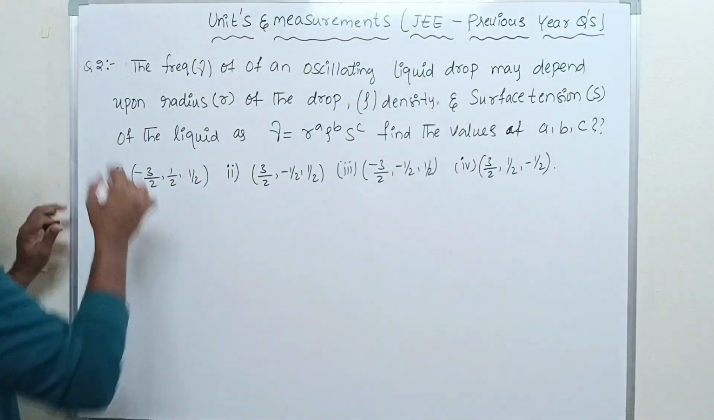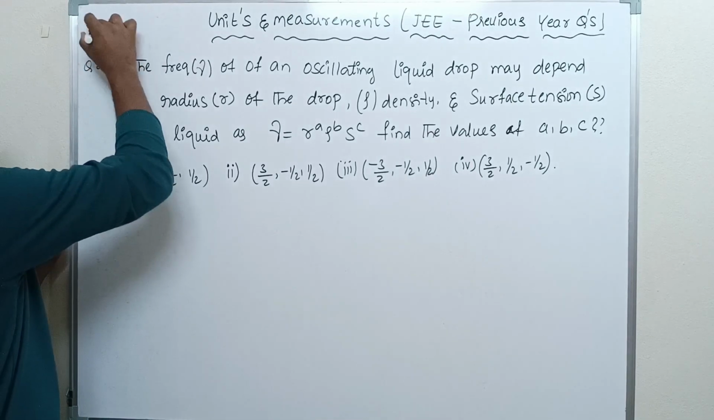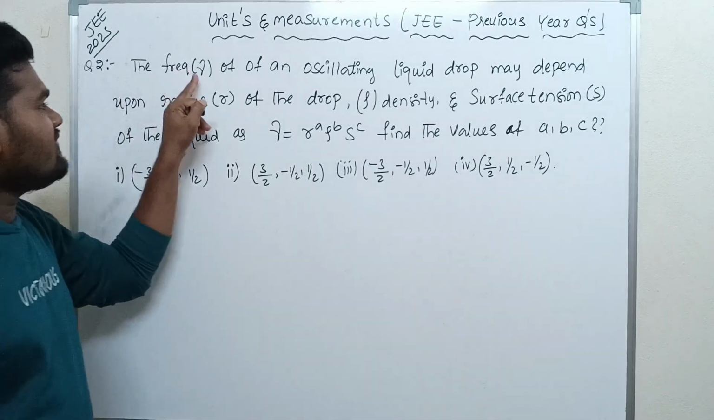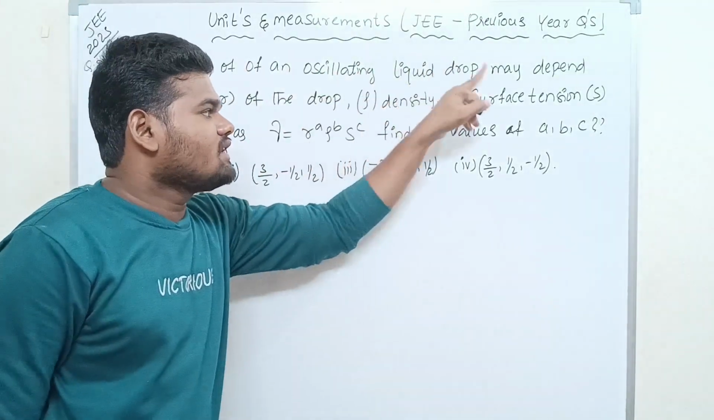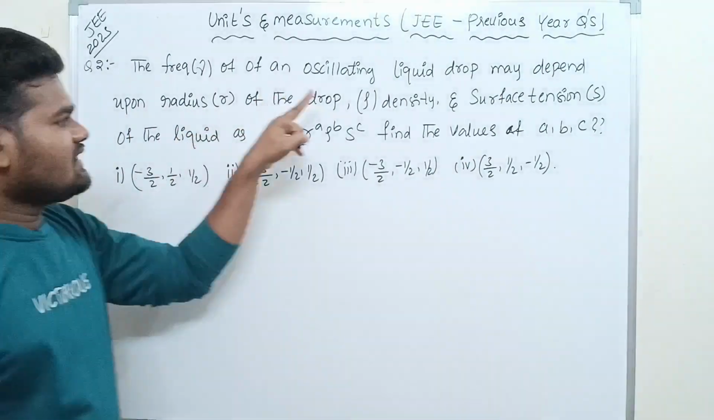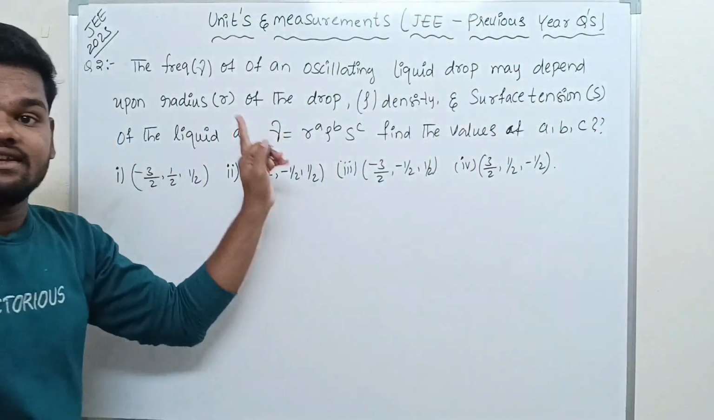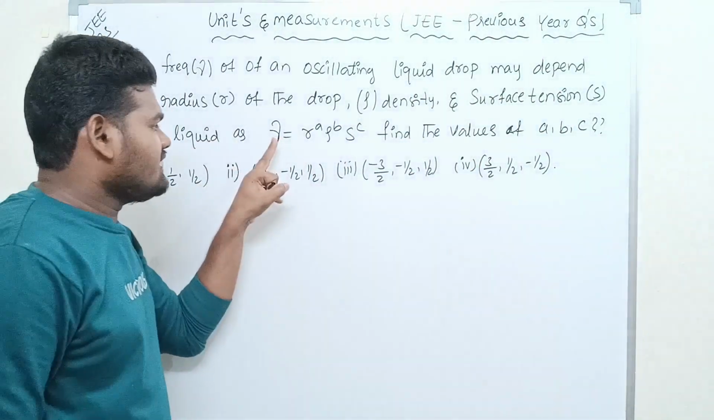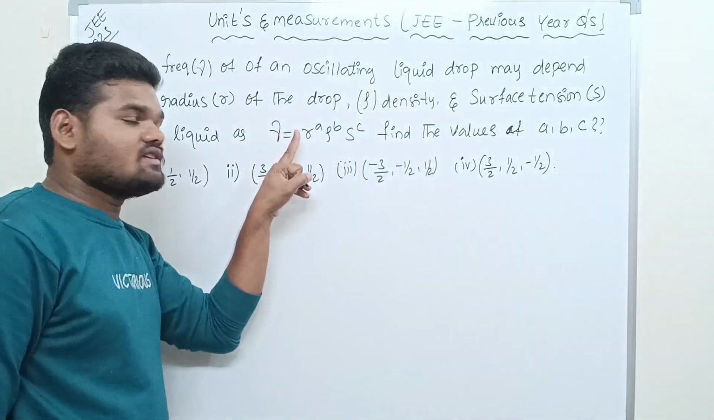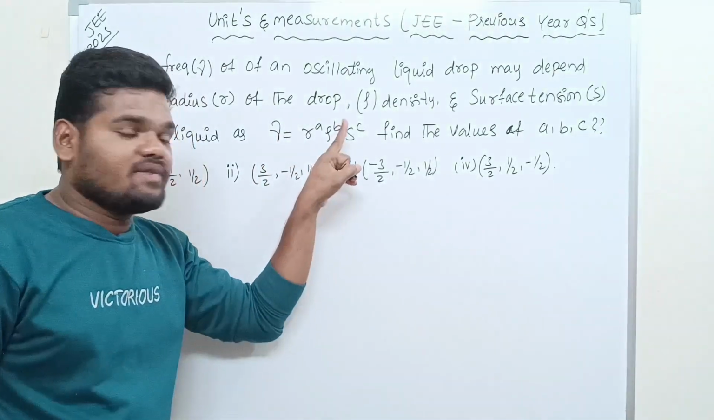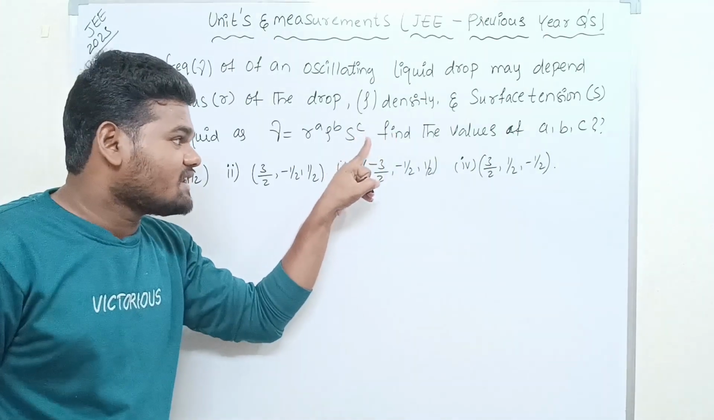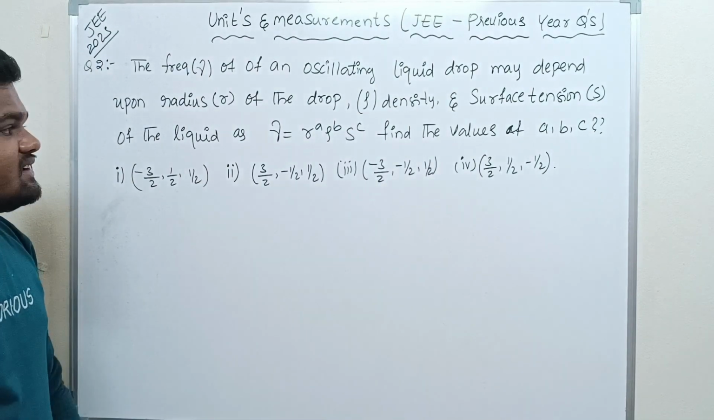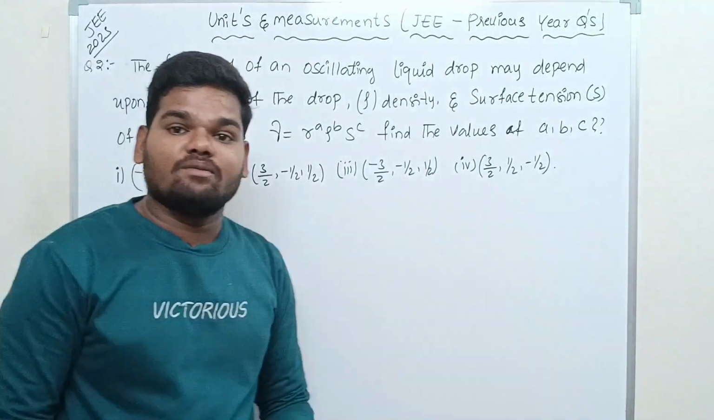So this is again a JEE Mains 2023 question. The frequency of an oscillating liquid drop may depend upon radius, density, and surface tension of the liquid drop. The oscillating frequency nu is equal to radius power a, density power b, and surface tension power c. They are asking us to find the values of a, b, c.